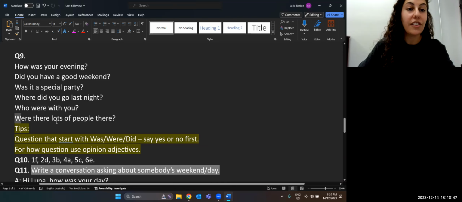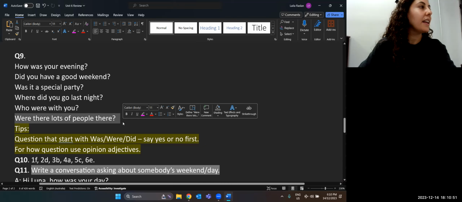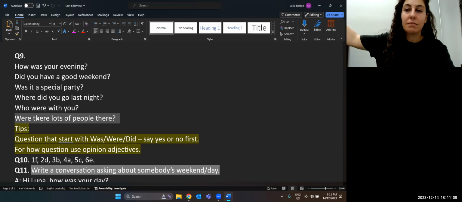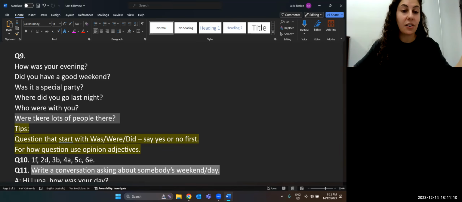If I said, were there lots of people there? No, not many. Yeah. So remember, it looks like I want to know if there were lots of people there. No, it's a was or were question. We know that we say yes or no first. Were there lots of people there? No. And then I can add more information. No, not many, because maybe it was raining. A lot of people stayed home.